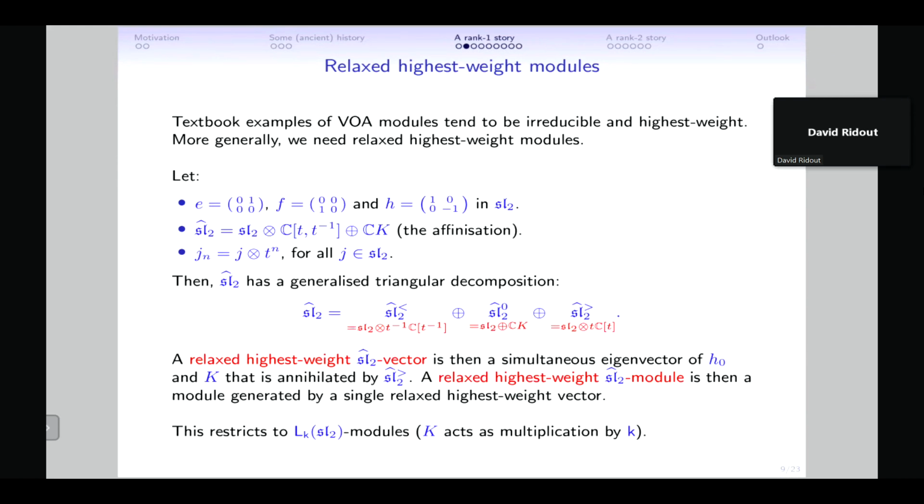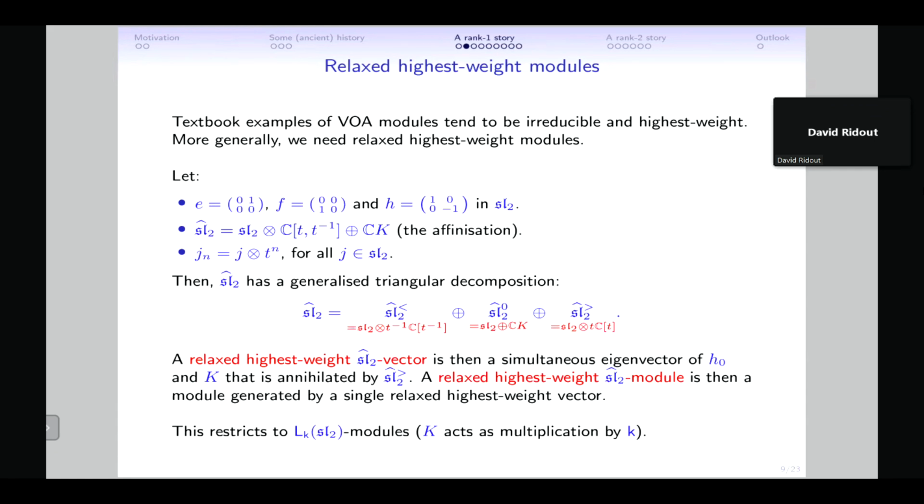Well, we're not insisting that it gets annihilated by the 0 mode corresponding to E, right? So normally for a highest weight vector, you'd also insist that E0 annihilates it. Here we don't. And so that's why it's called a relaxed highest weight vector. We've relaxed that condition. And then the standard thing, if you want to talk about a relaxed highest weight module, it's just any module which is generated by a single relaxed highest weight vector.